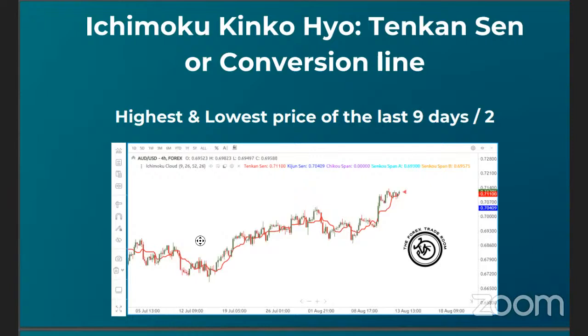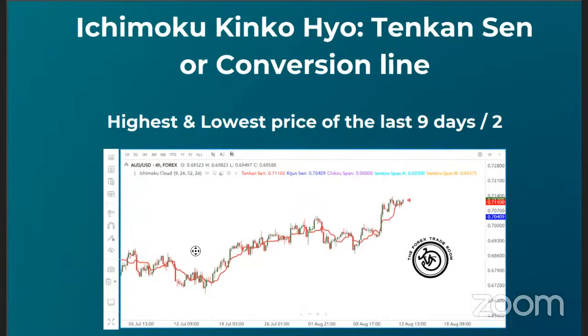Now, I've had people ask me in the past, well, isn't it just a moving average? No, there's a difference. When you take a moving average, say a 20 period simple moving average, the way it's calculated is it takes the closing prices of the last 20 days, if it's on a daily chart, the last 20 candles, or periods, and it averages them out.